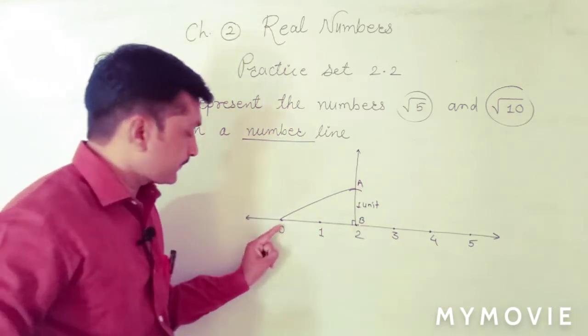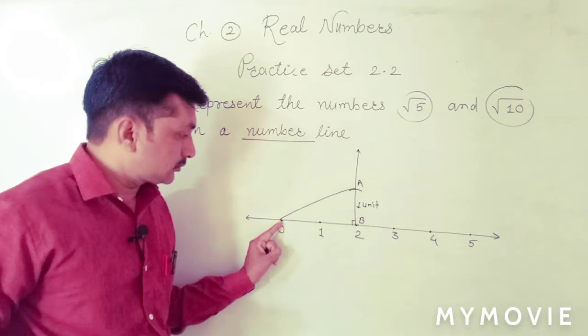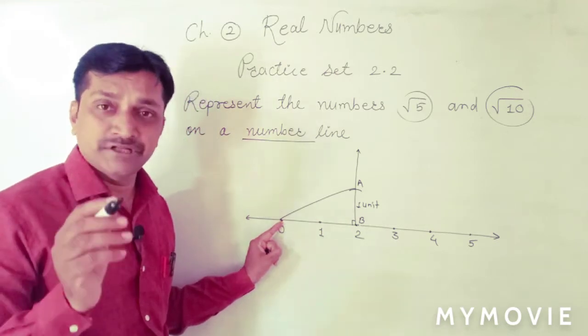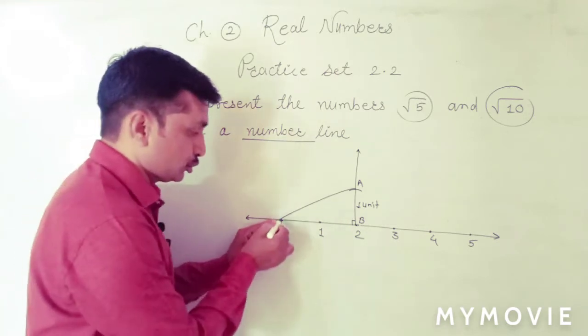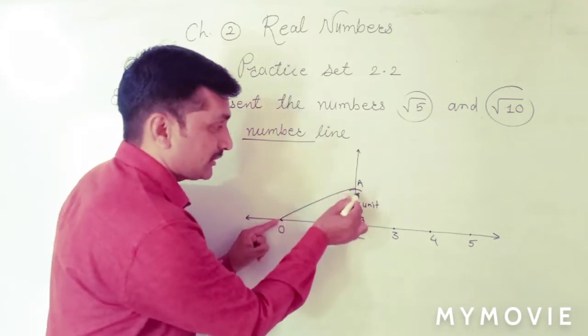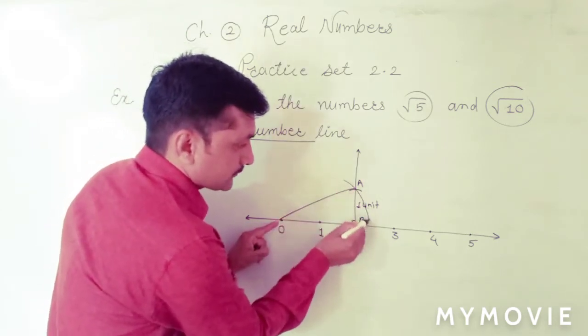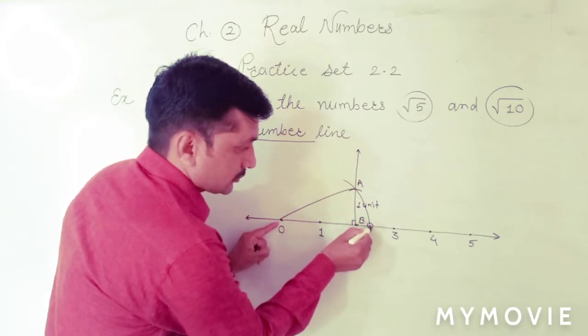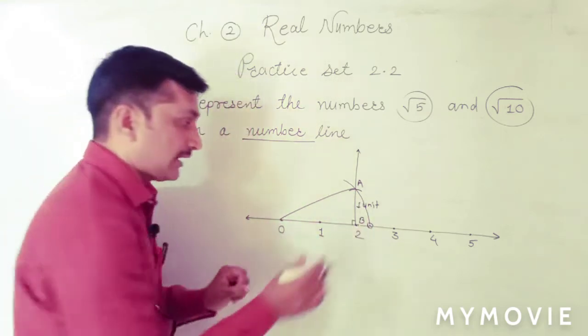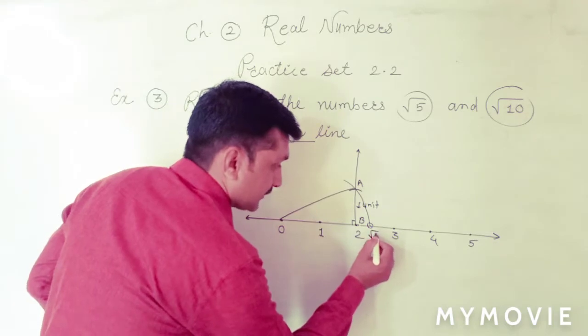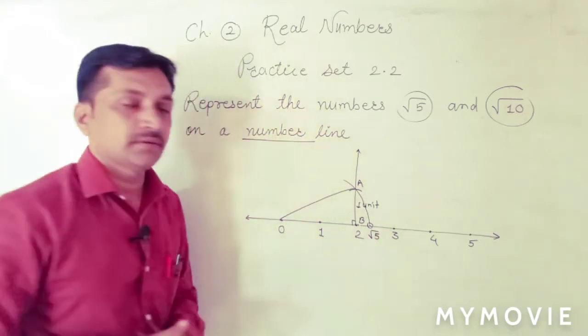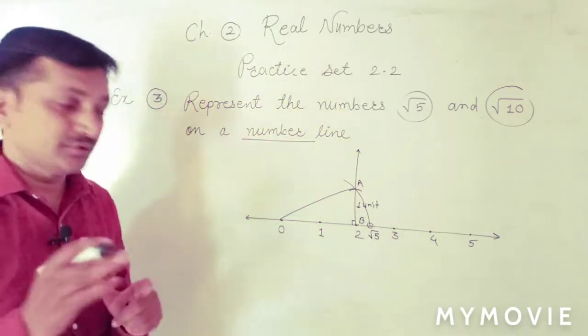After that, put the iron tip of the compass on O and the pencil tip on A, and by taking this distance draw an arc on the x-axis, and at this point we get root 5. Root 5. Now how is this?